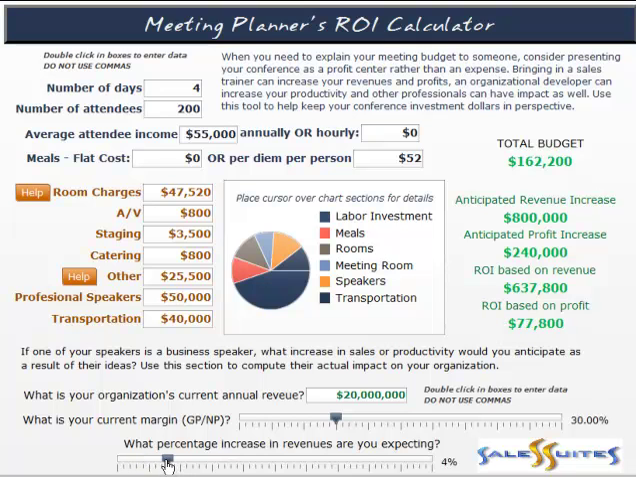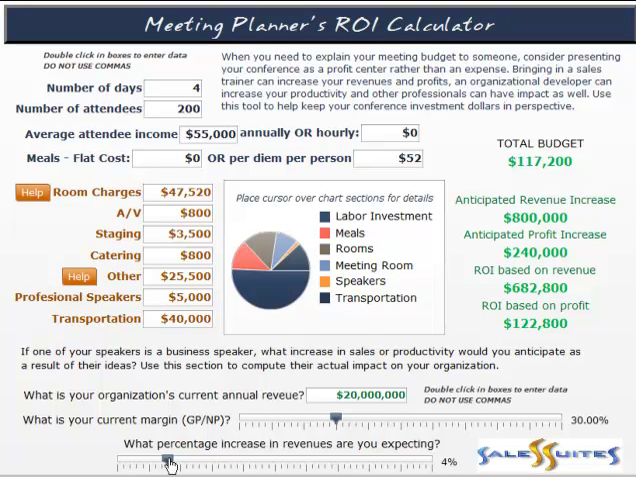Let's look at one more what if, one more scenario. Let's say the meeting planner says, well, we've never paid $50,000 for speakers before. We'd like to have a speaker budget of about $5,000. Now remember, the ROI with a $50,000 budget is $77,000. If they reduce their speaker budget, their ROI goes up to $122,000.